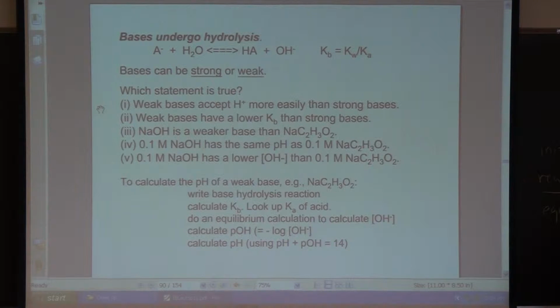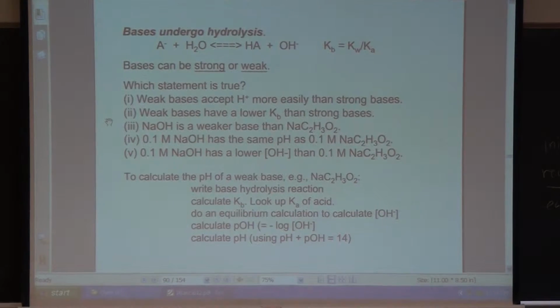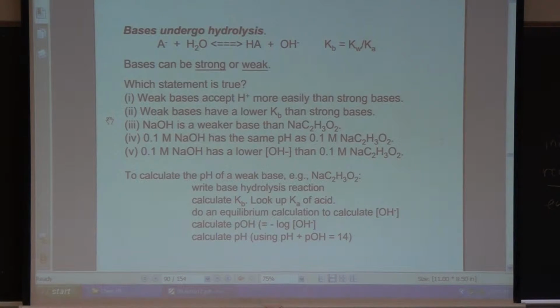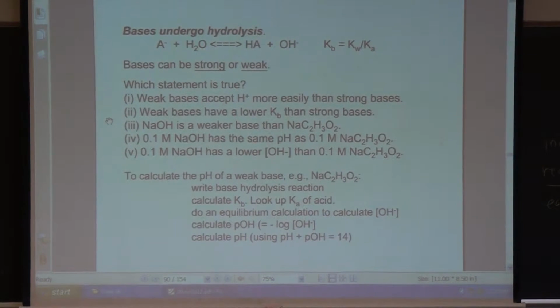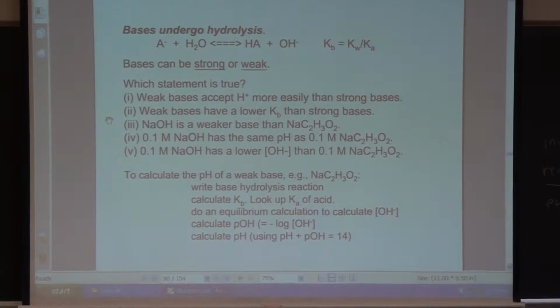Okay, so one way to answer that question is eeny, meeny, miny, mo. That's not the best way to do it. So what statement is true? Is statement 1 true? Weak bases accept H plus more easily than strong bases? No? Okay. What is statement 2? Weak bases have a lower Kb than strong bases? Yes. Yeah, so what is statement 3? NaOH is a weaker base than NaC2H3O2. What's statement 4? 0.1 molar NaOH has the same pH as 0.1 molar NaC2H3O2. And what was statement 5? True or false?